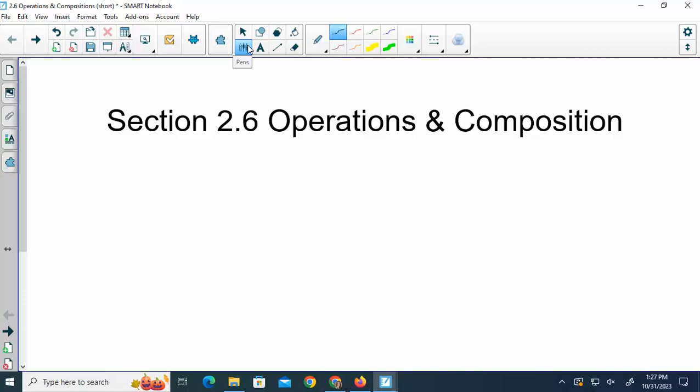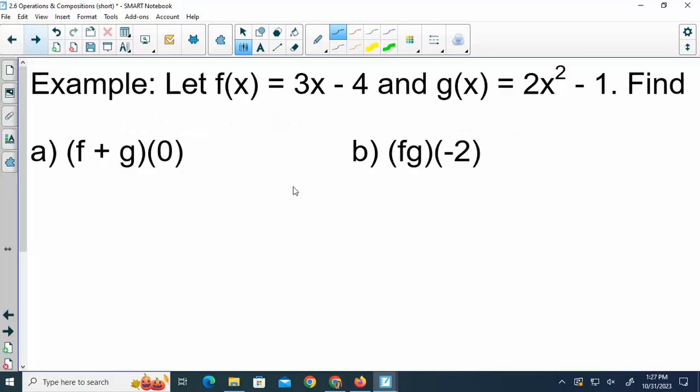All right. So we are moving into section 6, talking about operations and compositions. It will take us a few days, probably 3 days, to get through this section. So we're just going to do a little bit of it each day. Today our focus is going to be on operations, like adding, subtracting, multiplying, and dividing.